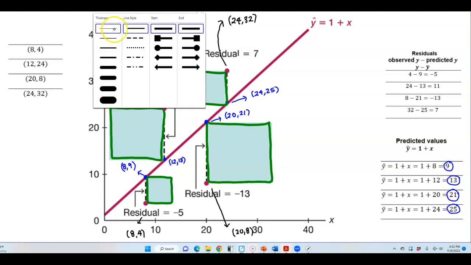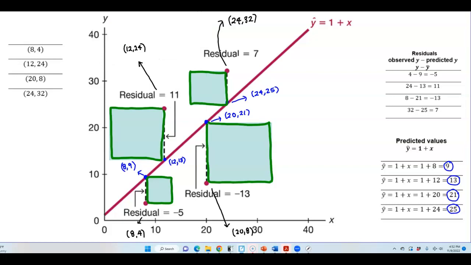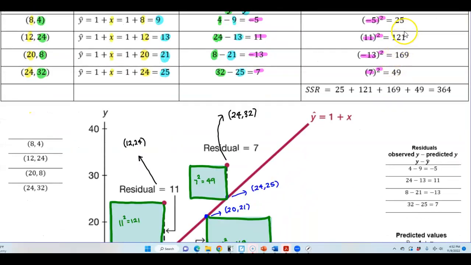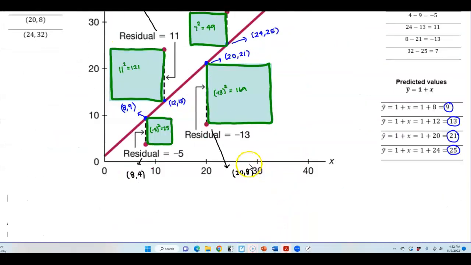What that means is, if we take 11 and square it, that's how we got 121. If we take this residual of 7 and square it, that's how we get 49. Over here, if we take -13 and square it, that gives us 169. And down over here, if we take -5 and square it, we get 25. Therefore, when we add those areas, that's how we get the sum of the squares of the residuals. When we add these up, that's how it gives us those values.